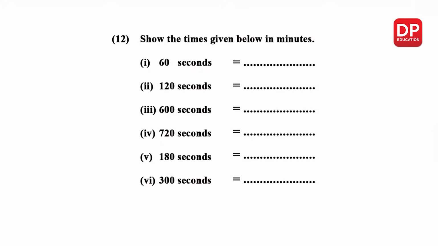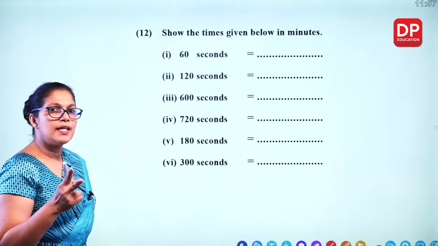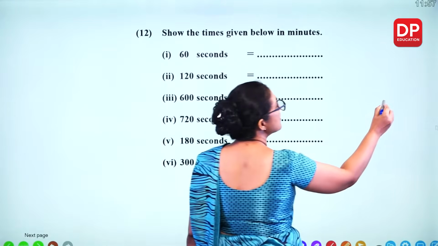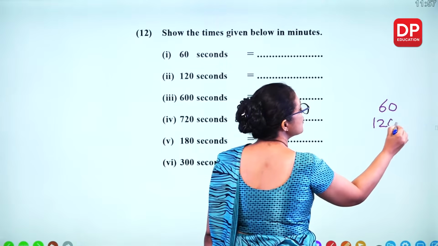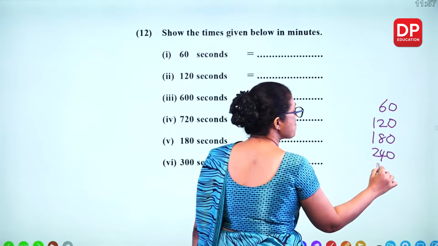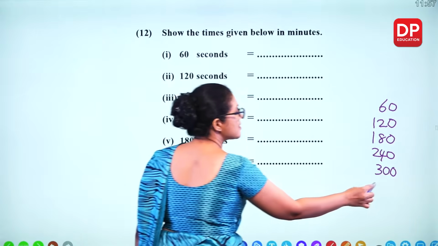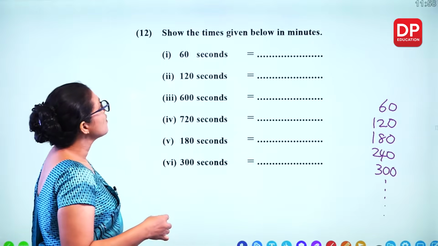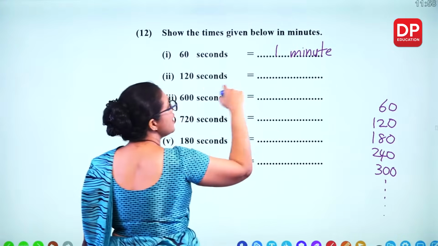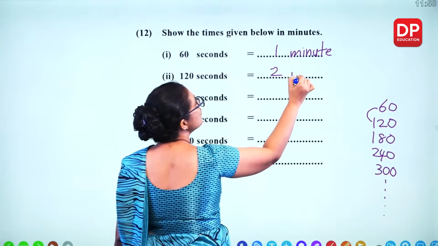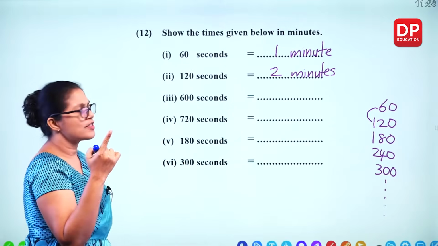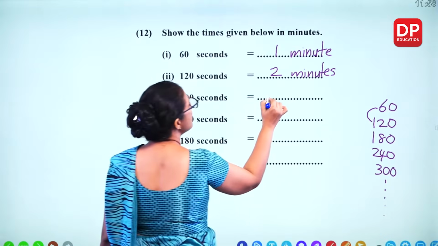Show the times given below in minutes. So what's the relationship? 60 seconds is 1 minute. So we'll write down again the times table. 60, 6 times 2, 12, put a 0, 18, 0, and then 24, 0, and 30, 0. So likewise, it's multiples of 6. So 60 seconds means 1 minute. 120 means 2 minutes. You can divide this by 60. Then what about 600? 600 divided by 60, 10 minutes.